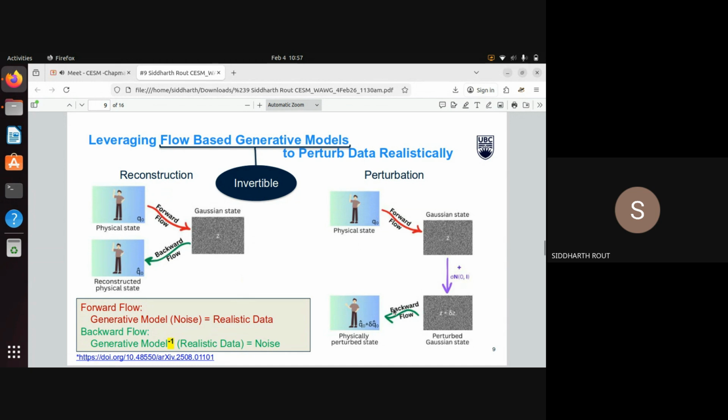Then I generate on this disturbed state. So I'm using my generative model now to get back the state in the real dimension, or my real data space. By changing the signal in my Gaussian state, I'm able to see a change compared to the initial data sample, and that looks pretty physical.